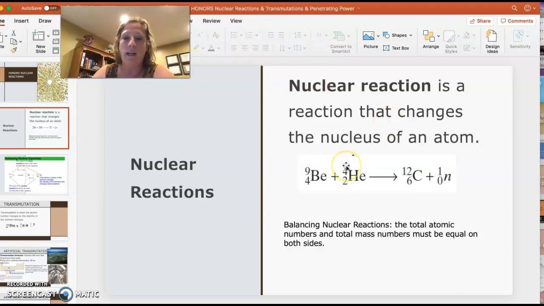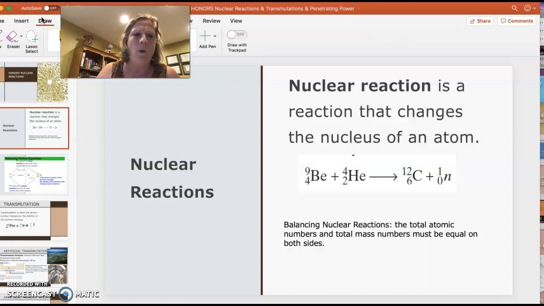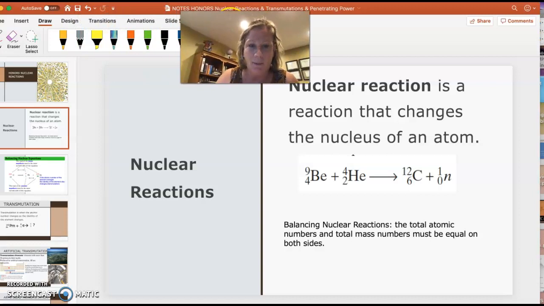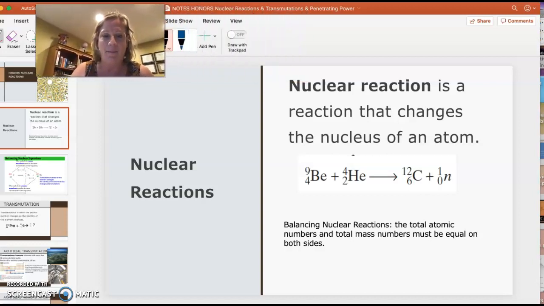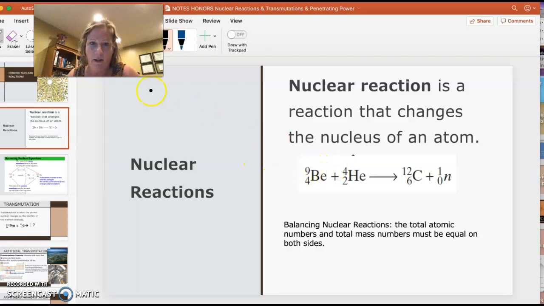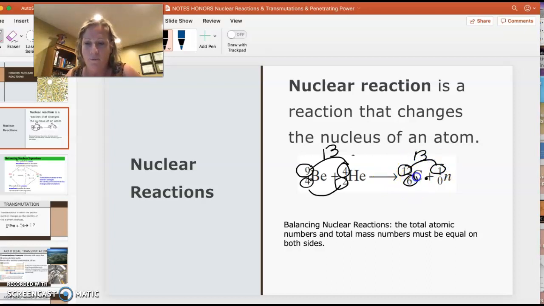And in order to balance a nuclear reaction, you can see that we want to conserve charge and mass number and atomic number. So what does that mean? It means, if you look here, the mass numbers add up to 13, and the atomic numbers add to 6. So over here on the product side, the right side, the same thing should happen. And they do.